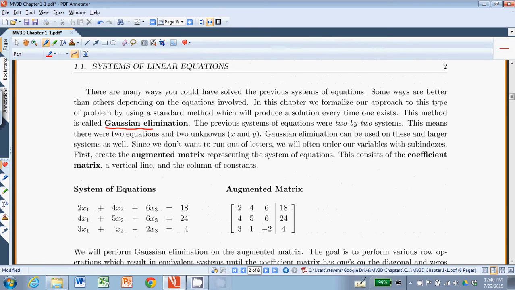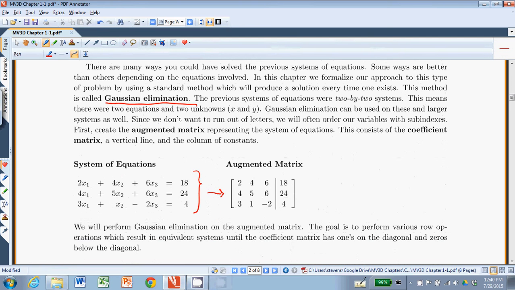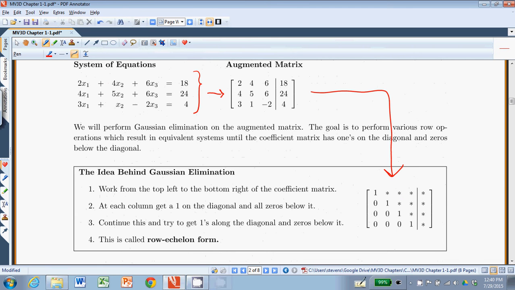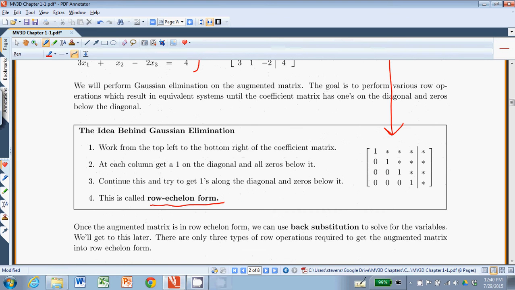That process was called Gaussian Elimination, where you take the system of equations, write it in augmented matrix form, then through a sequence of row operations, you convert the augmented matrix into row echelon form. And once you have your augmented matrix in row echelon form, you use back substitution to solve for the variables.